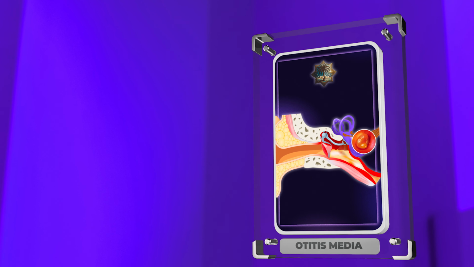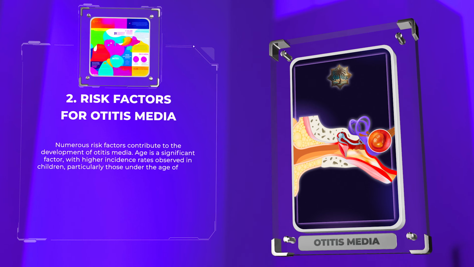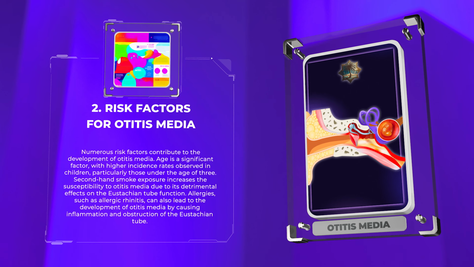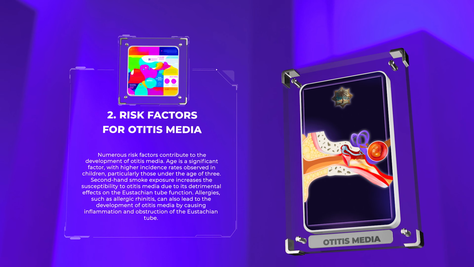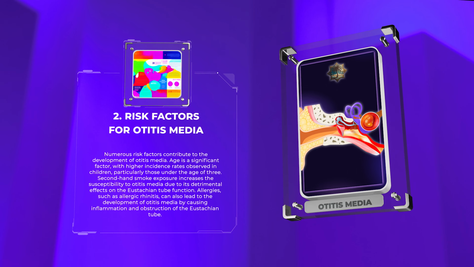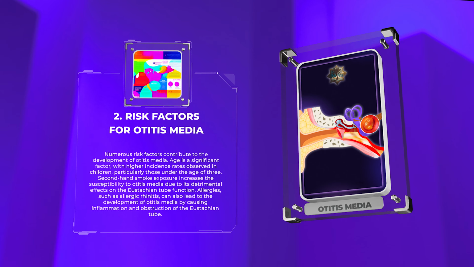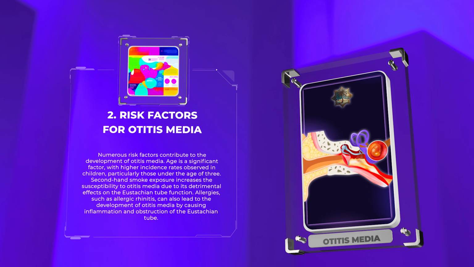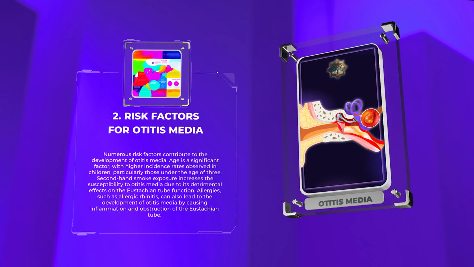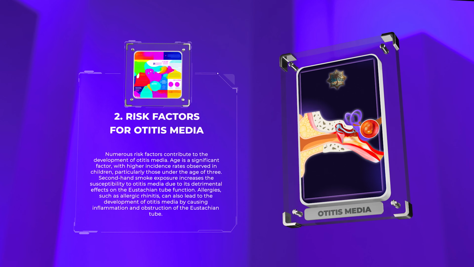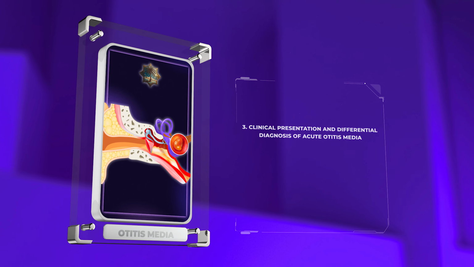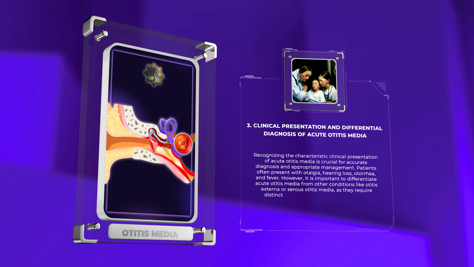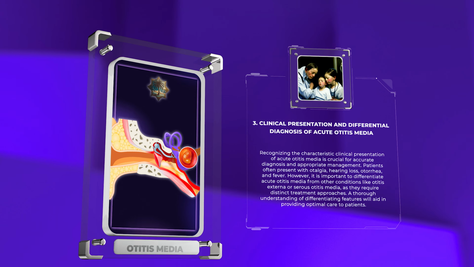Numerous risk factors contribute to the development of otitis media. Age is a significant factor, with higher incidence rates observed in children, particularly those under the age of 3. Second-hand smoke exposure increases the susceptibility to otitis media due to its detrimental effects on the eustachian tube function. Allergies, such as allergic rhinitis, can also lead to the development of otitis media by causing inflammation and obstruction of the eustachian tube.